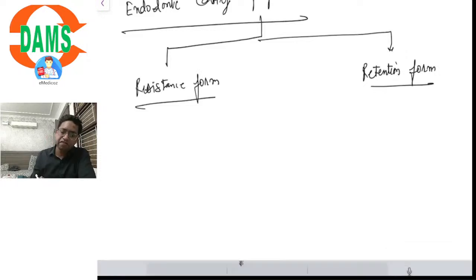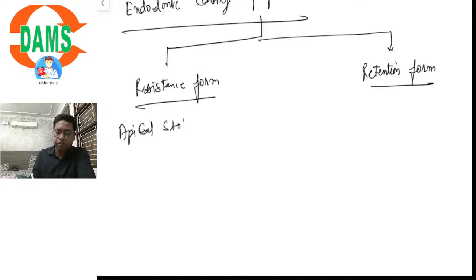Resistance form means there is an apical stop. We develop an apical stop in the tooth preparation. It prevents extrusion of material.